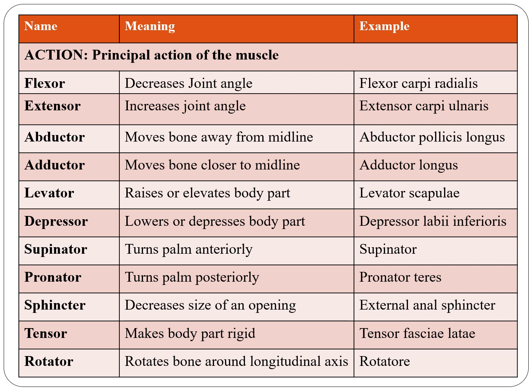The next is abductor. Abductor means it moves the bone away from the midline. Example of the muscle is abductor pollicis longus. Abduction means to move away. Next is adductor. Adductor indicates adduction, to move towards. The adductor muscle moves the bone closer to the midline. Example of the muscle is adductor longus. The next is levator. Levator raises or elevates the body part. Example of the muscle is levator scapulae.